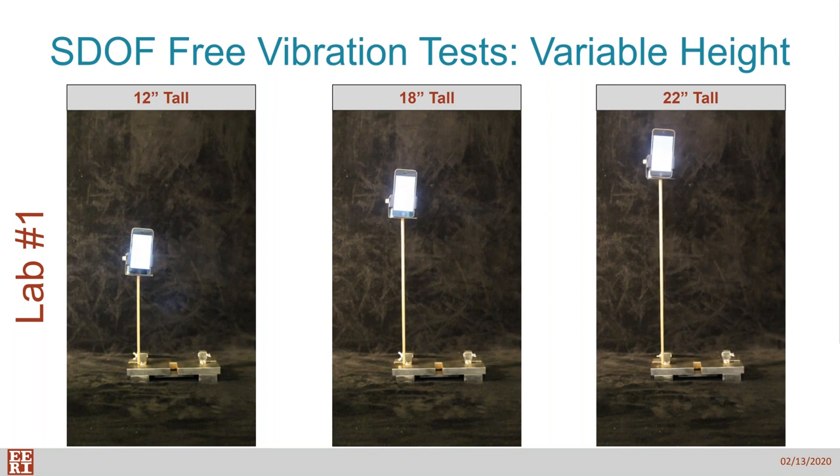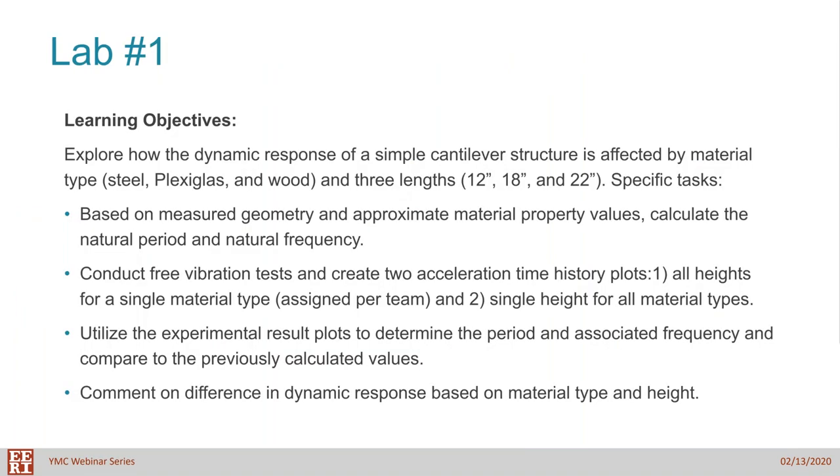This file can be sent as a CSV via email. They can open it in Excel or MATLAB, and they can create plots and they can analyze the data. So not only were the students looking at different heights of these cantilevers, but they were also looking at different material types, including steel, plexiglass, and wood, and trying to assess how the dynamic response varied between these specimens.